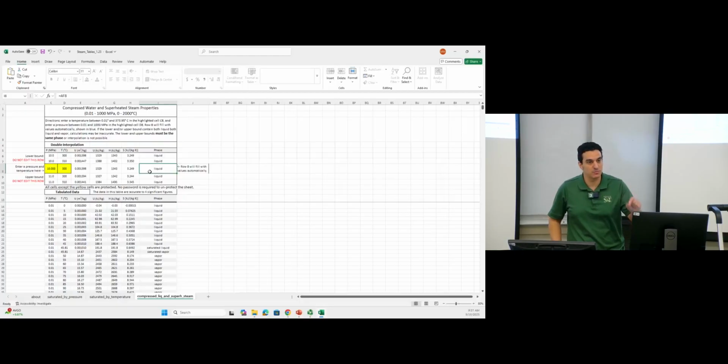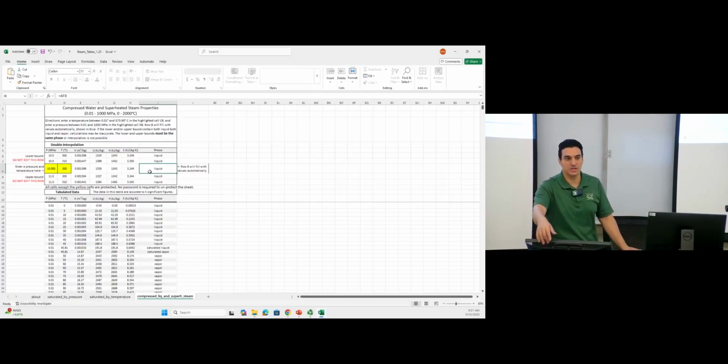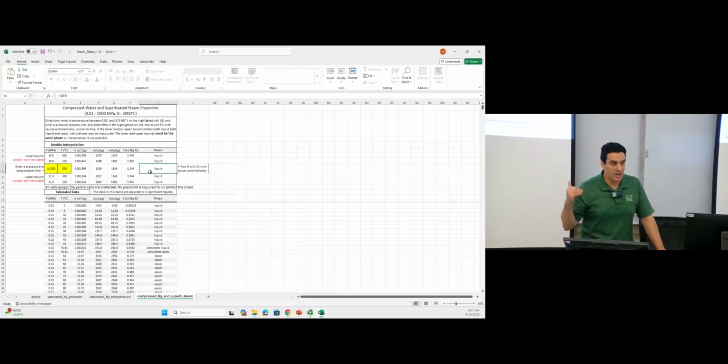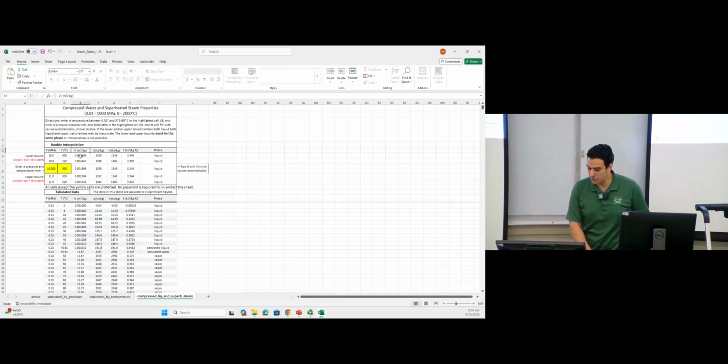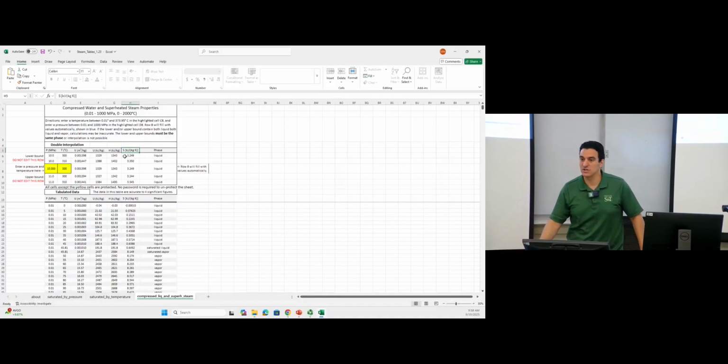But again, the most important thing is to make sure that the units are consistent. The pressure is in megapascal, which is different from the steam table you have. The steam table you have is in bar, okay, and the temperature is in degrees Celsius, which is the same. I think the other units are the same: specific volume in cubic meter per kilogram, internal energy in kilojoule per kilogram, enthalpy in kilojoule per kilogram, and entropy in kilojoule per kilogram Kelvin.